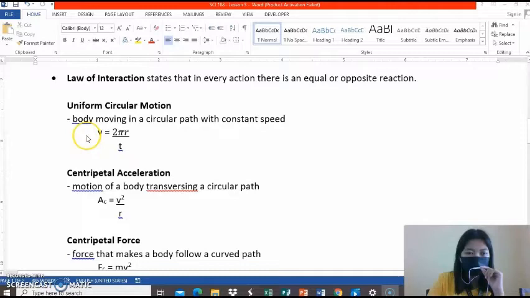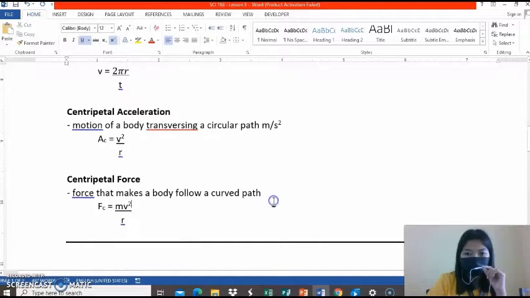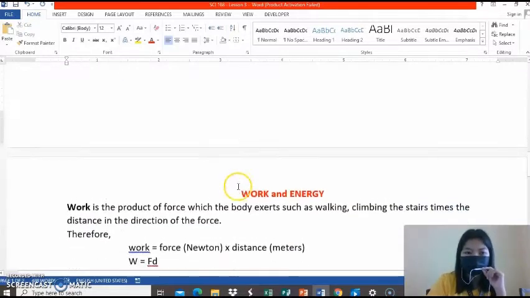Still, same pa rin kapag speed, ang gagamitin na unit is meter per second. Kapag naman acceleration ay meter per second squared. Kapag force, ang gagamitin ay kilogram per meter per second squared or the standard international unit which is Newton.